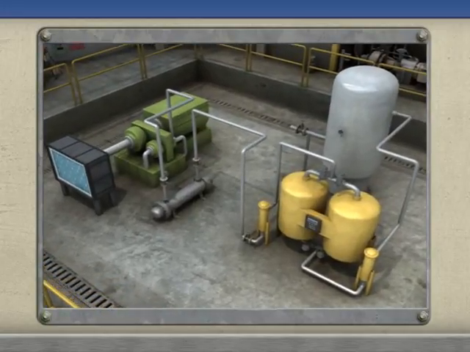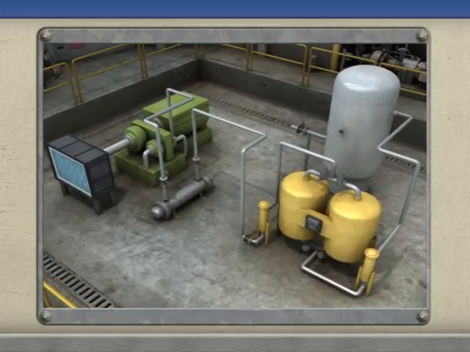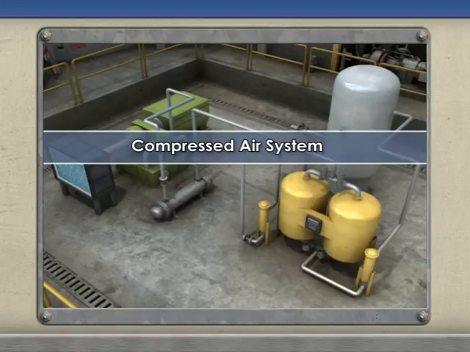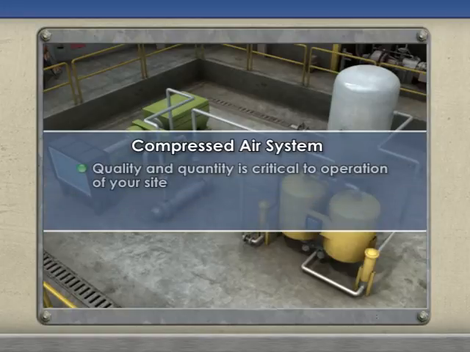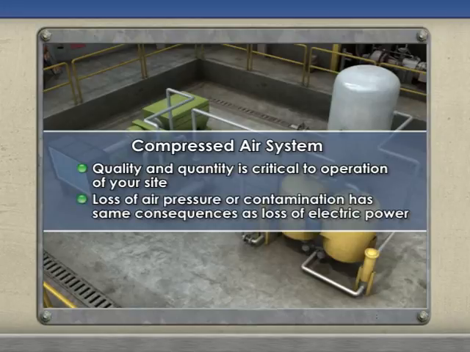Many processes and machines are controlled by components which use compressed air. This means that maintaining both the quality and quantity of this seemingly lowly utility is critical to operation of your site. A loss of air pressure or contamination of the air system has the same dire consequences as the loss of electric power.